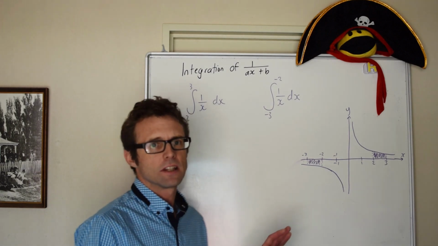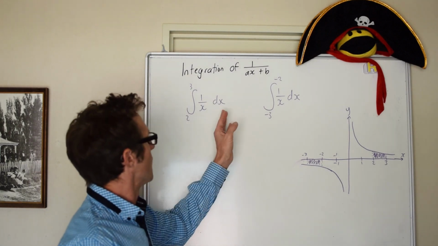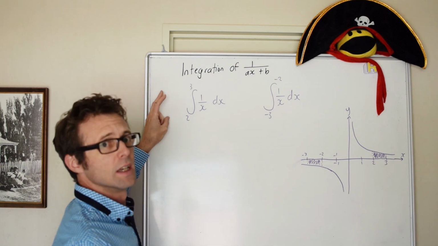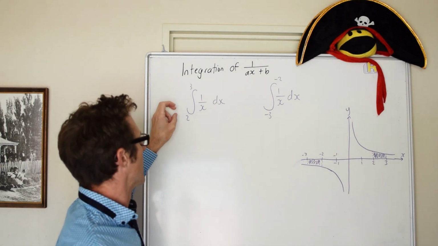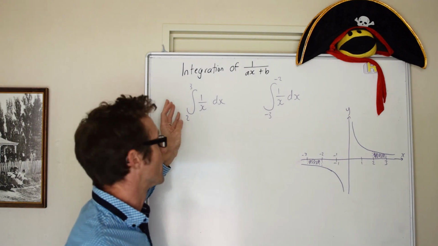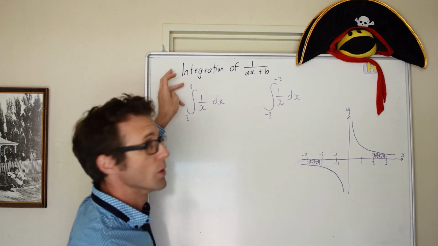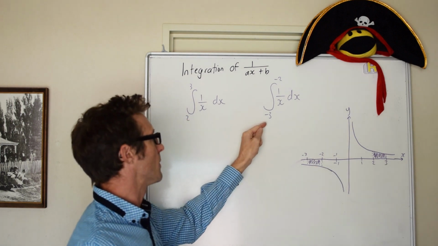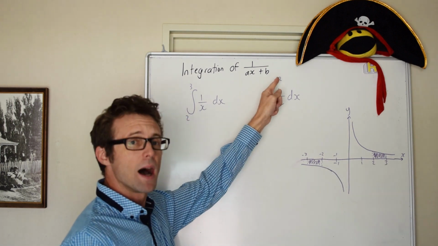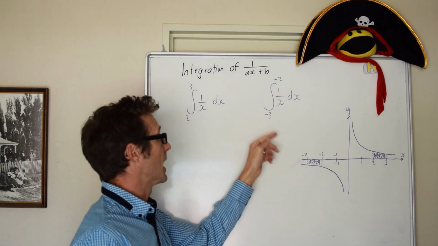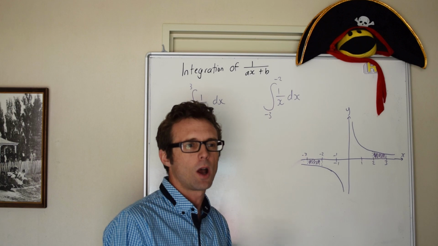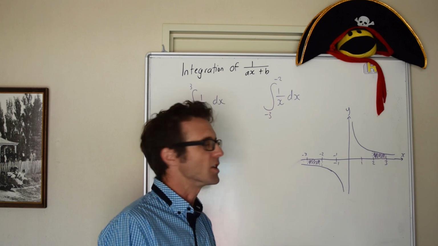Let's do some definite integrals of our 1 over x. The first one we'll have between 2 and 3. Remember, this is representing the area under the curve between x is 2 and x is 3. That is this bit here. And we'll also do the same for between x is minus 2 and x is minus 3, and that will be this bit here.